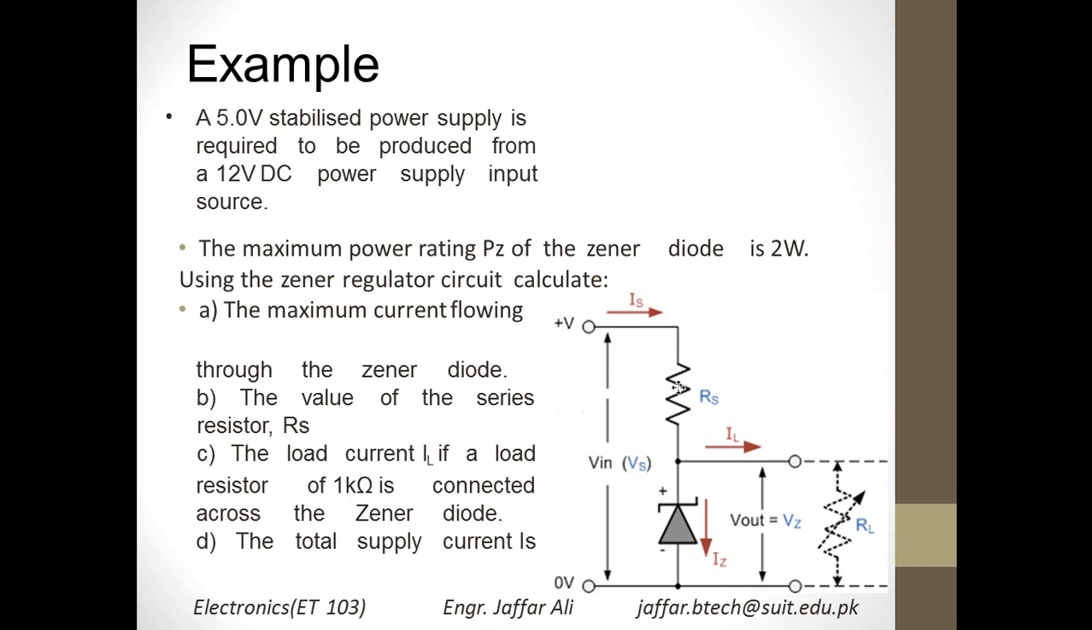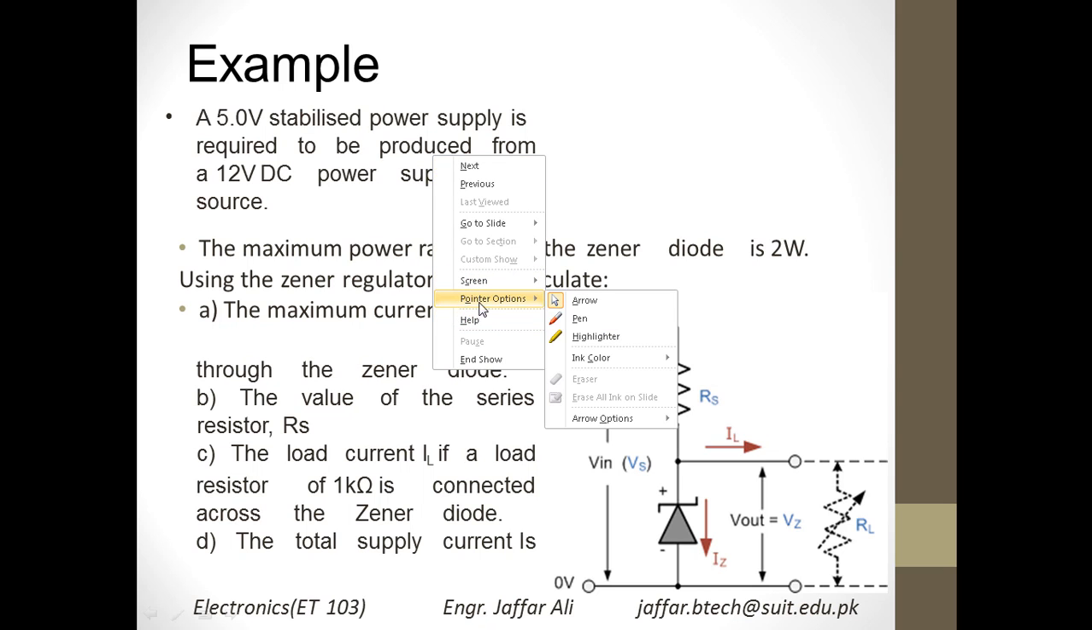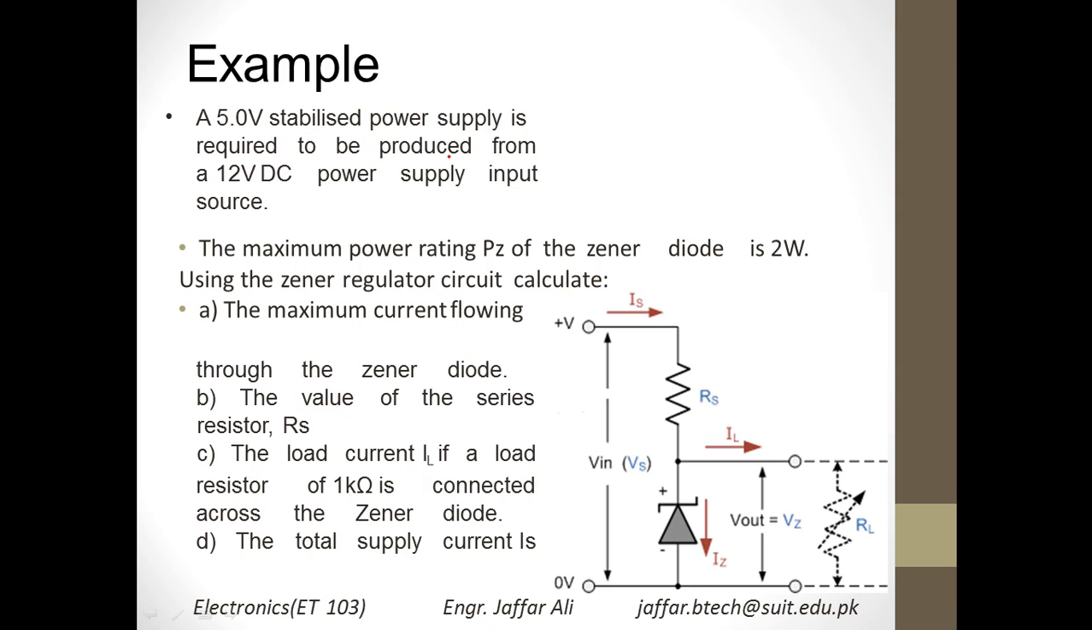So let's take an example for the Zener diode. Let's say we want to establish a 5 volt power supply from a 12 volt power supply. So the input should be 10 or 12 volts. We are given that the input is a 12 volt power supply.